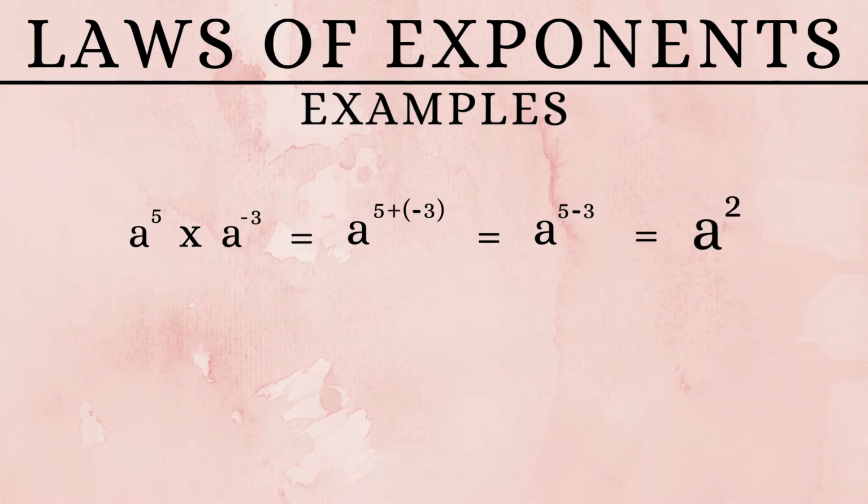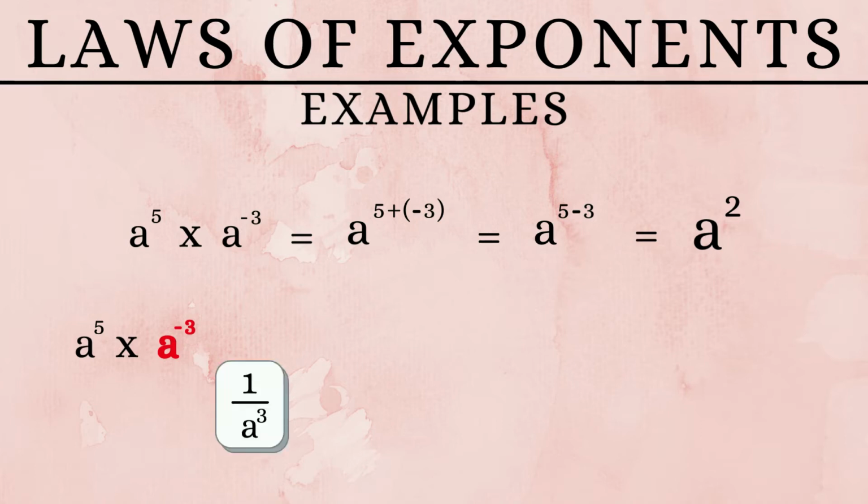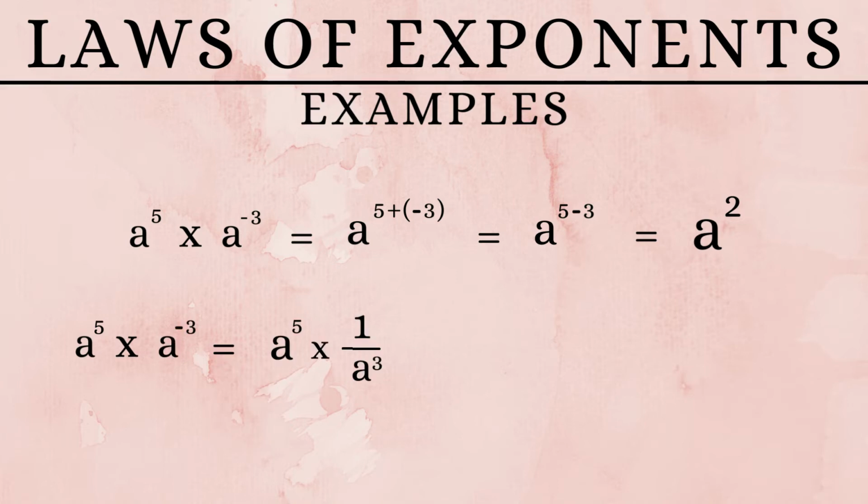Now let's see another method to simplify the same expression. A to the power of 5 into a to the power of minus 3. Here, a to the power of minus 3 can be expressed as 1 by a to the power of 3. So our expression becomes a to the power of 5 into 1 by a to the power of 3, which could also be written as a to the power of 5 by a to the power of 3. Simplifying this further, we get a to the power of 5 minus 3, which is a square again.